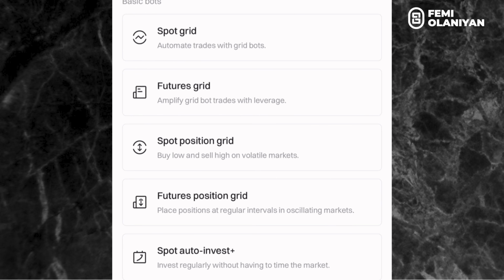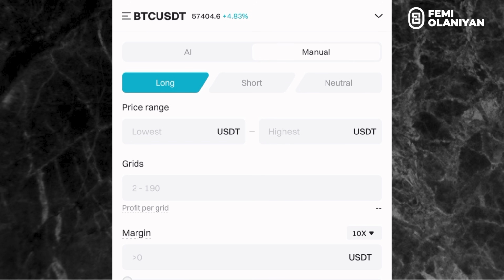But I'll be picking the futures grid because it was also the futures grid I used for the AI trading bot. So I'll be using the futures grid for this one right here. So I'll go ahead and click on futures grid. In case you don't know, the futures grid is just like a trading bot that is taking futures trades for you.